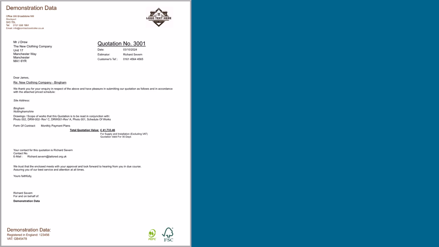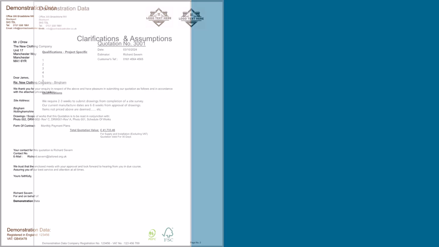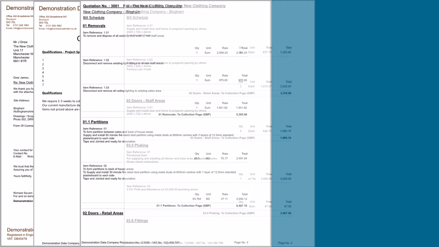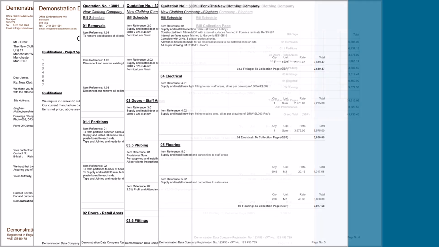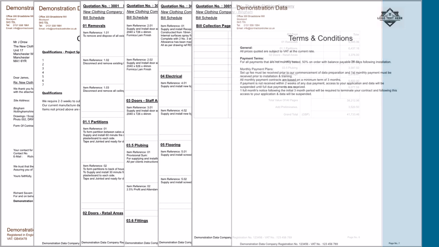This will be professionally presented, showing your company logos, headers, and footers. Any clarifications are printed, and then the bill schedule with items grouped and subtotaled, as per their entered headings and bill references. The last page will detail your company terms and conditions. This quotation document may be printed or formed as a PDF.